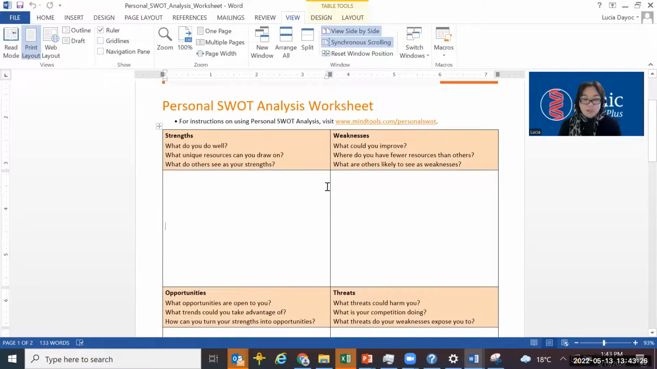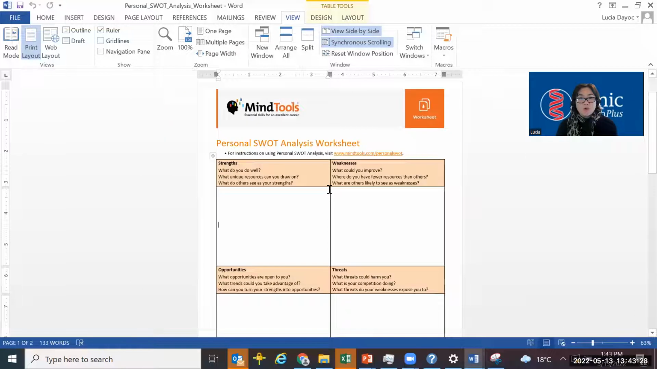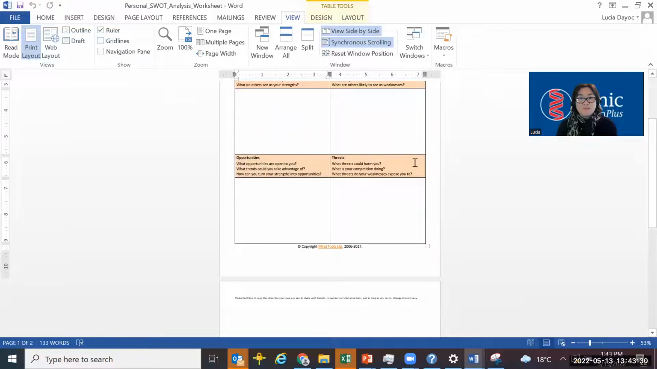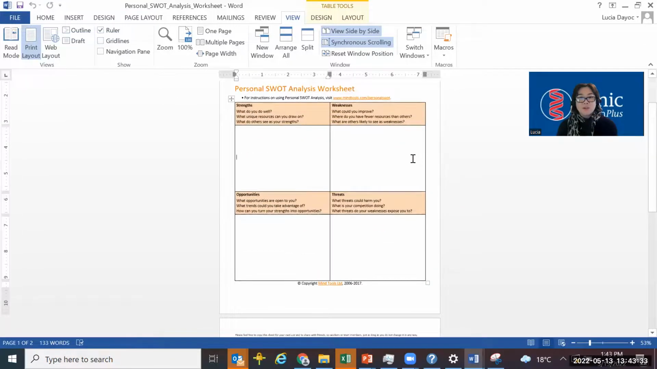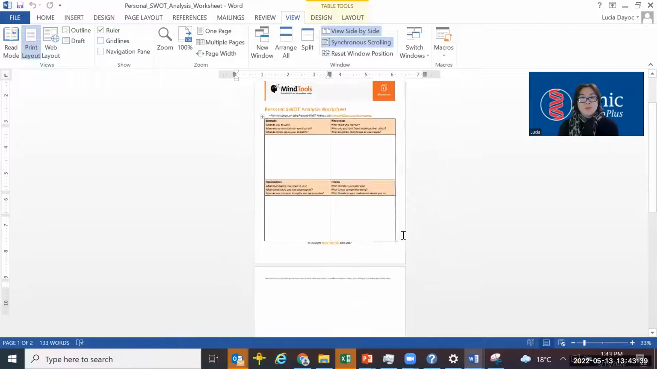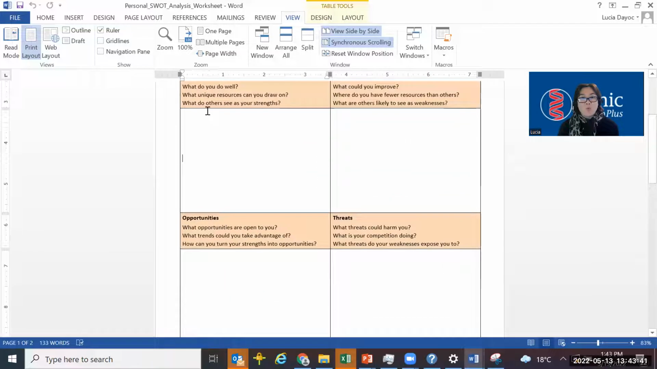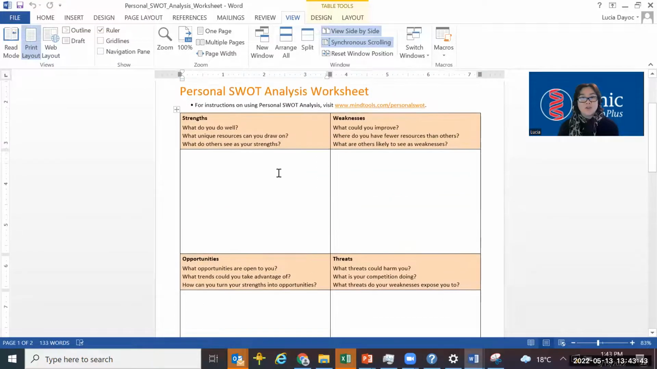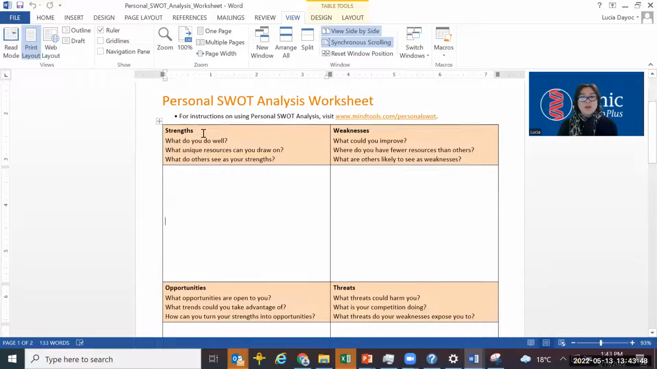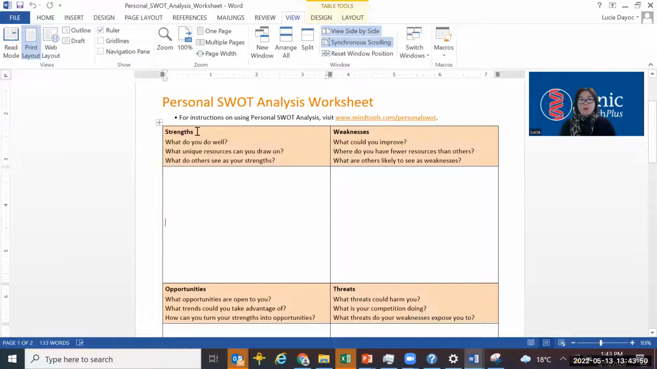So on this worksheet, let me just show you how it looks as a whole. You can see that there are 4 different boxes. Now let's look into every single box and see what this template wants us to do, okay? It wants us to think about our own personal strengths, okay? And weaknesses, opportunities, and threats.